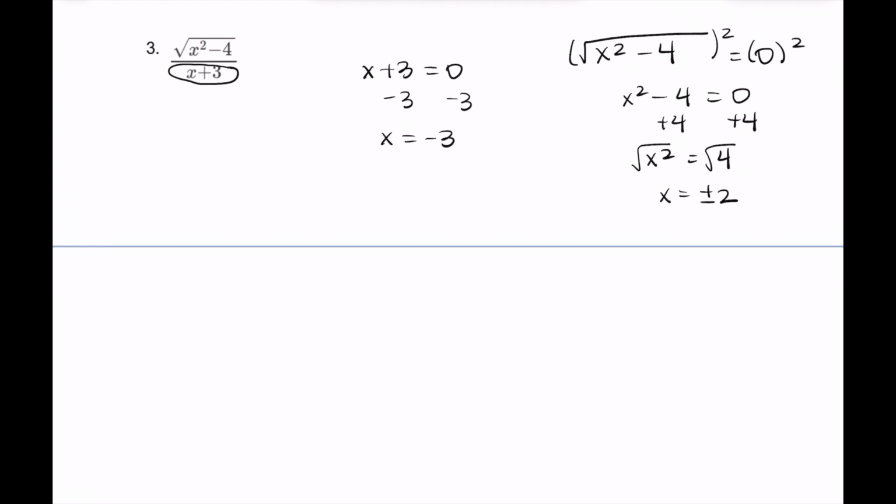So now I will write my domain out. My domain is all real numbers here. However, our denominator is 0 at -3. So it'd be all real numbers except x cannot be -3, -2, or +2. And that is the last practice problem for today.